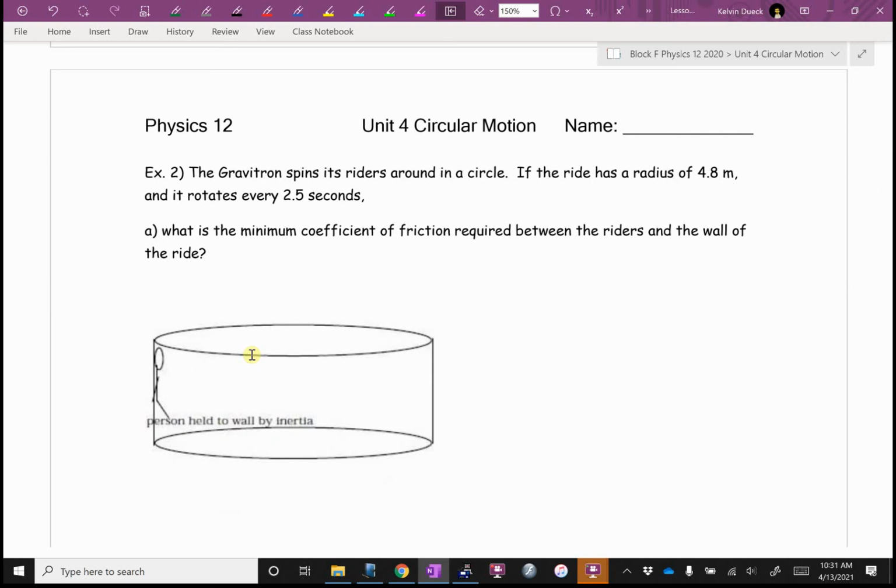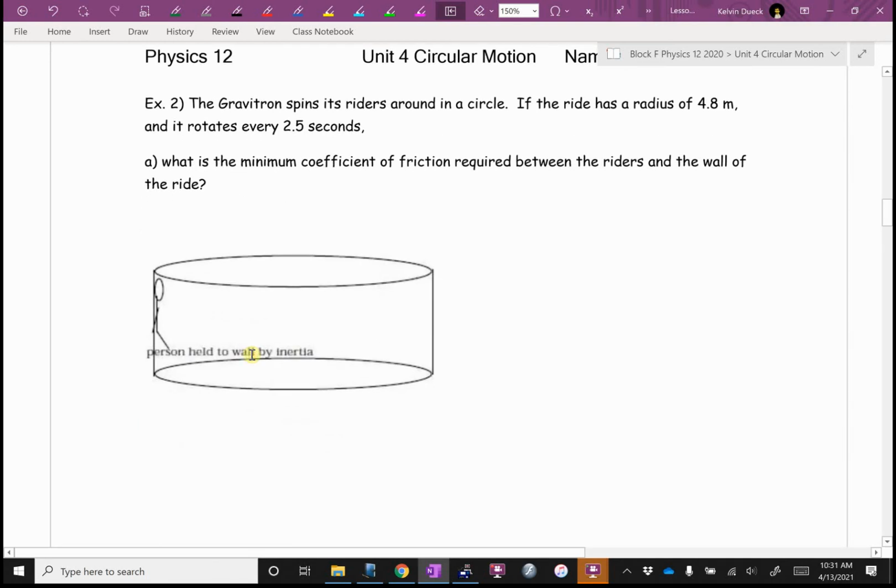Diego, what's this question asking me to find? What's the minimum coefficient? Hey, what's mu? I don't know. What's mu with you? Okay. Any suggestions on what this might be a good job for? Yeah. So here's our rider. What are the forces acting on this rider? Get the obvious one. And we're back on Earth, so there is mg, yes?